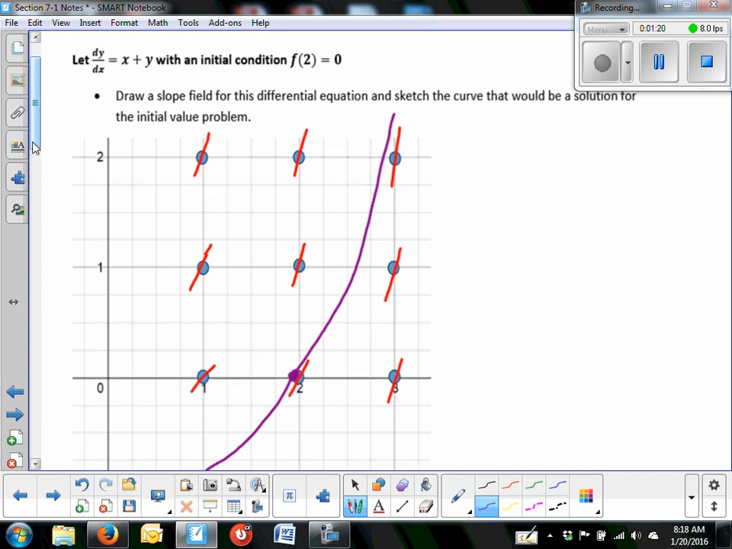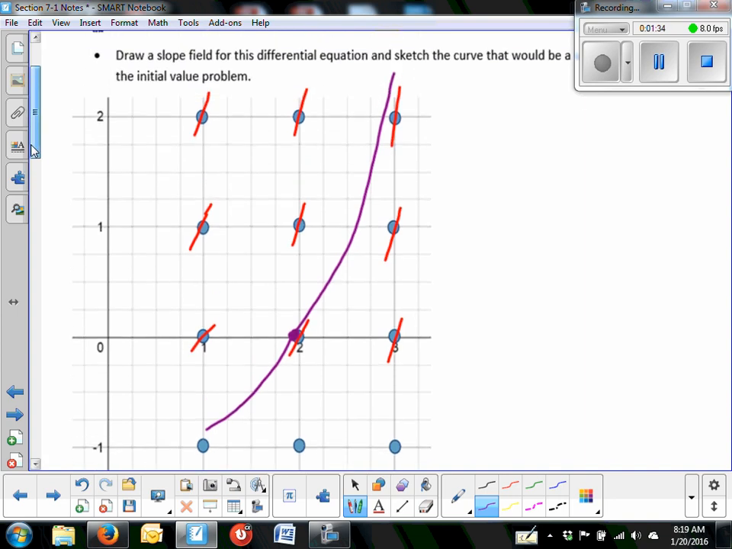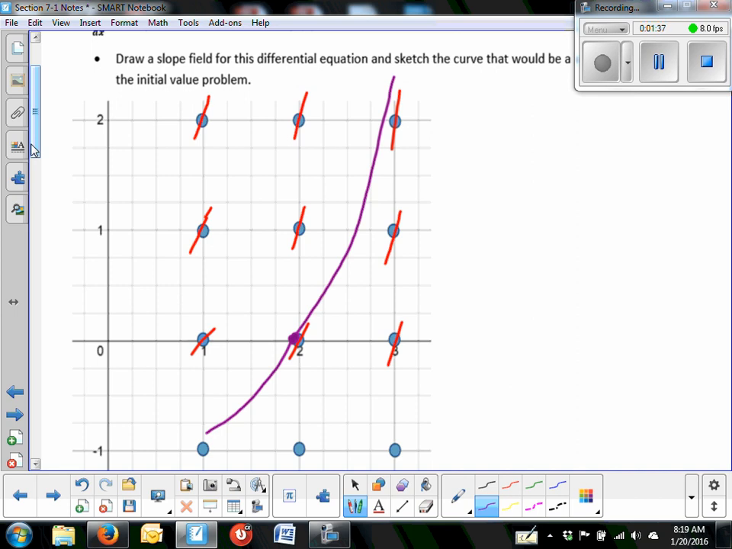One of the reasons we like having sketches of particular solutions is we can make approximations for that particular solution. So if I want to approximate what f of 3 looks like, well, I know 3 doesn't show up on my graph, but I can see it's getting steeper and steeper. To me, it looks like f of 3 is going to be about 3. It may be a little bit above, maybe a little bit under, but about 3 based on my sketch.